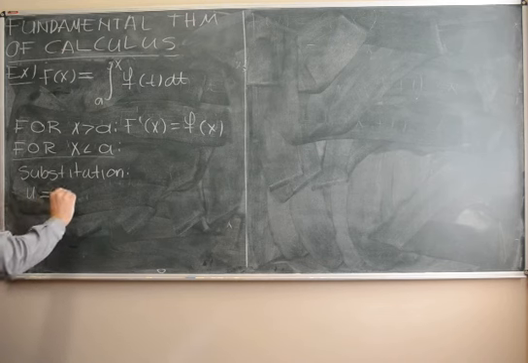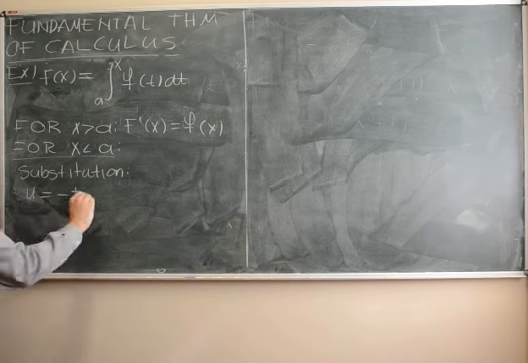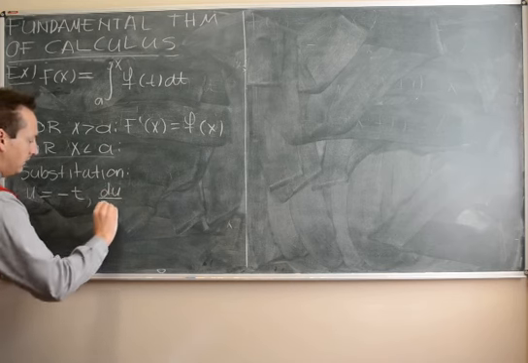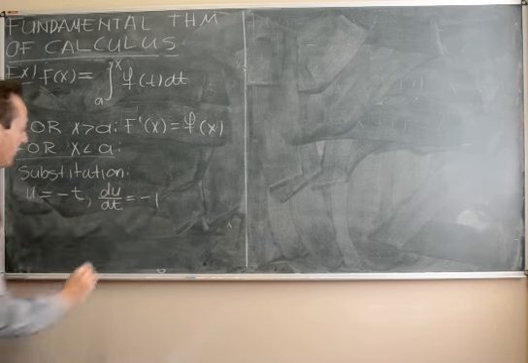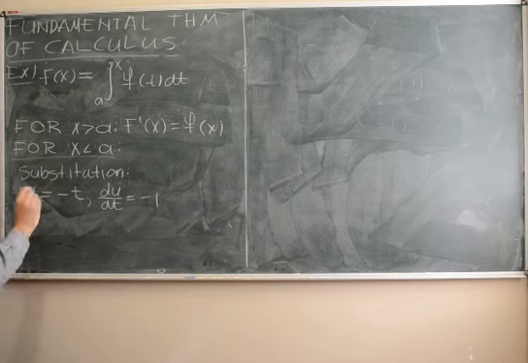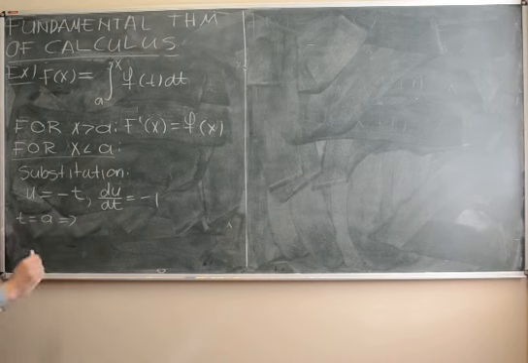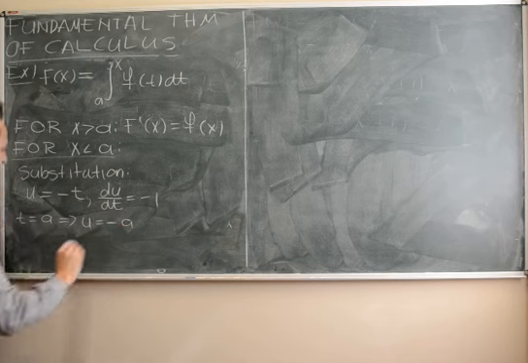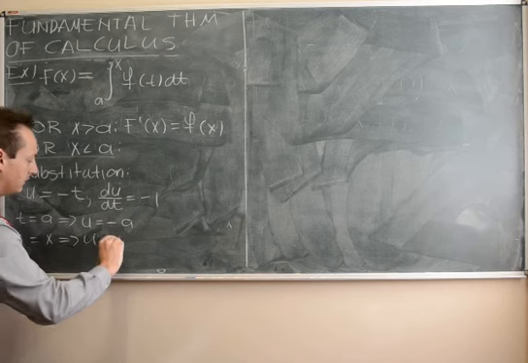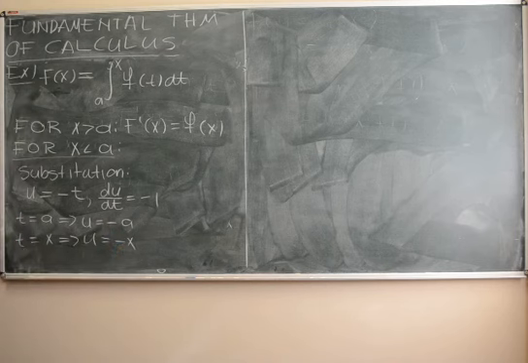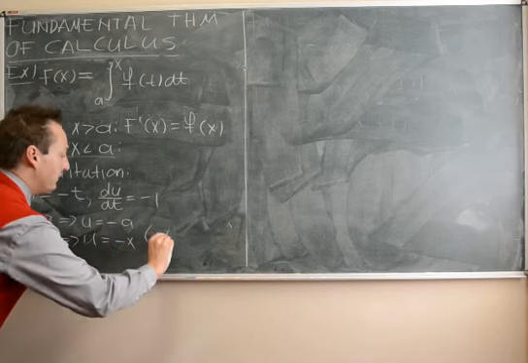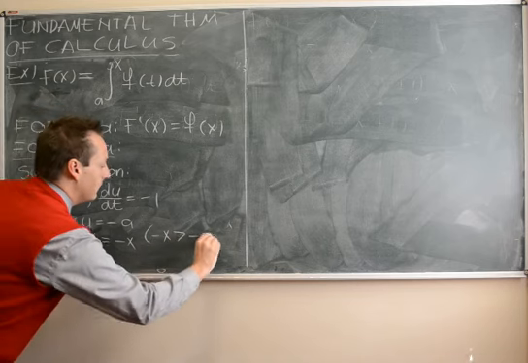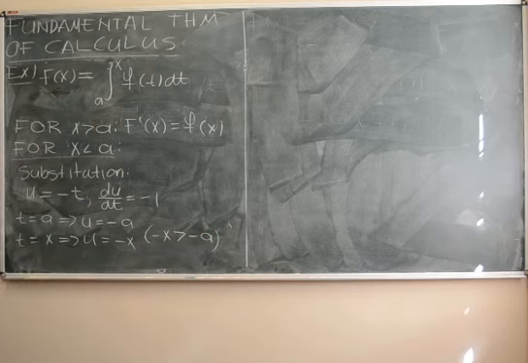We're going to put u equals minus t. Then du/dt is minus 1. And if t equals a, then u is minus a. If t is x, then u is minus x. So notice now that minus x is bigger than minus a.